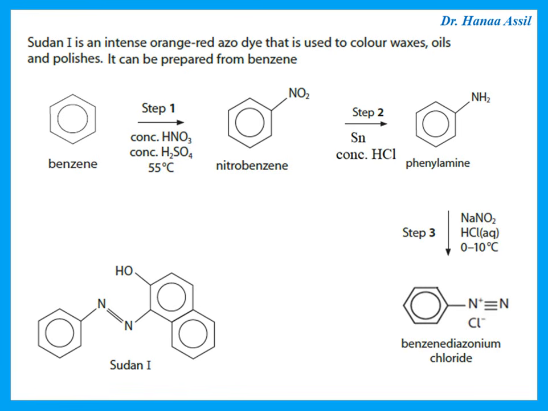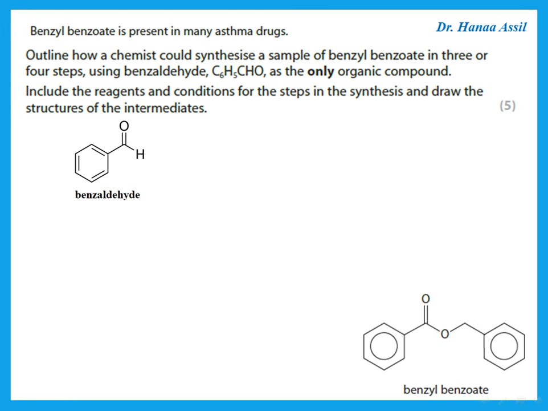Then I need to make the diazonium salt. So I react it with sodium nitrite HCl at 5 degrees Celsius. This gives me the benzene diazonium chloride. Then what? And then I want to add that extra group to the diazonium salt. That means I'm reacting it with this, again in presence of sodium hydroxide, 5 degrees Celsius, and I get my product.